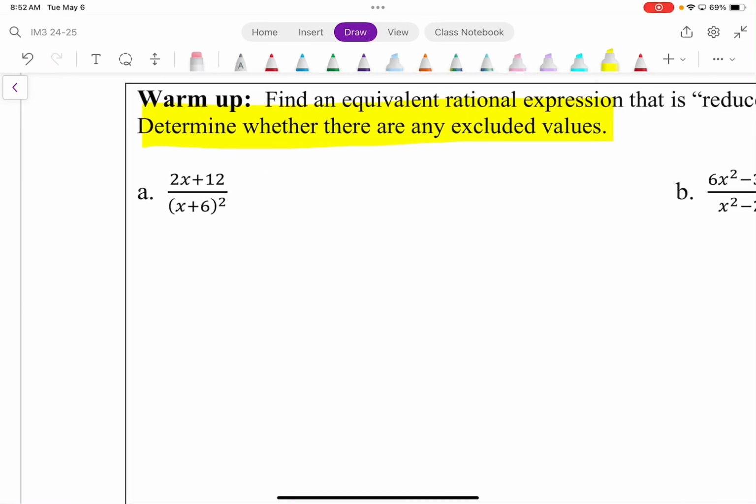For problem A, we have 2x plus 12 over x plus 6 squared. For 2x plus 12, let's find the common factor. Do both terms share an x? For the top, no, only 2x has an x, 12 does not. So we can't take a variable out. We can only take a number out. What number is a factor of 2x and 12? 2. So we take out a 2, and that leaves us with x plus 6 on the inside.